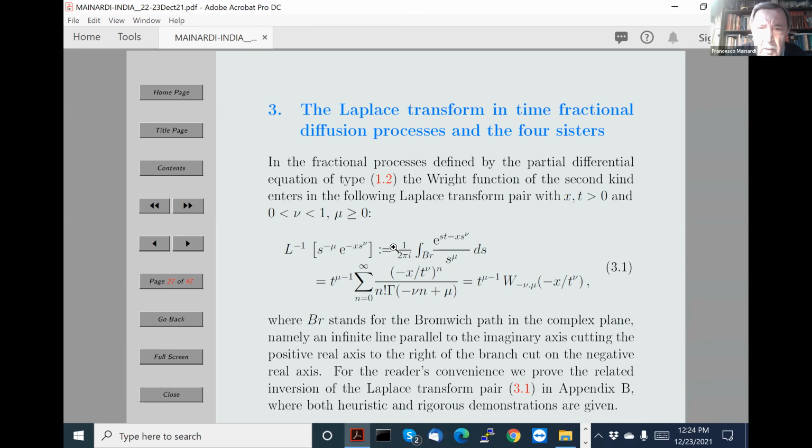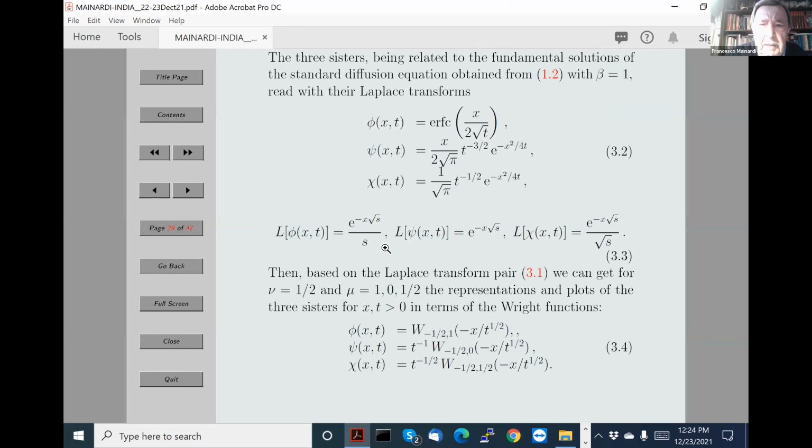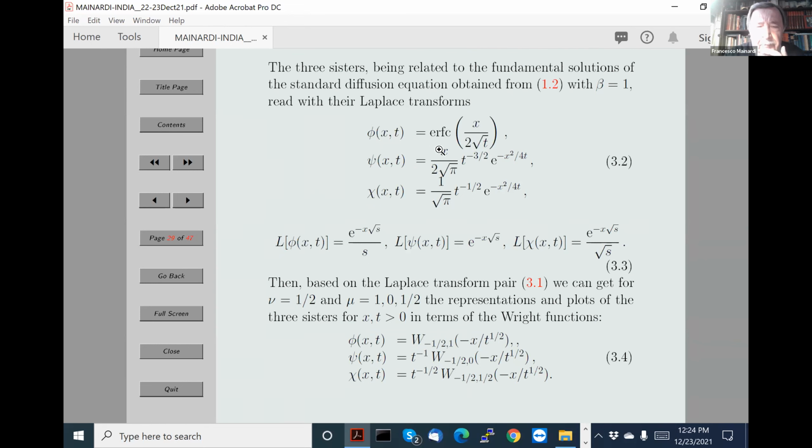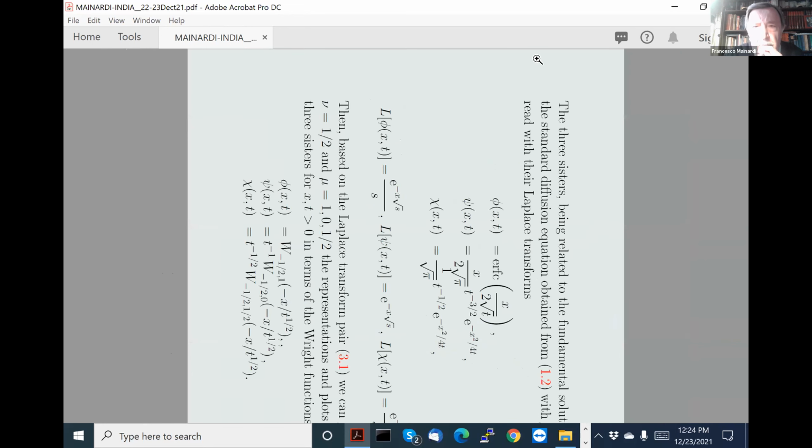Okay, now I would like to see what is in the literature. In the literature, when nu equals 1/2, we have, for example, the book by Doetsch, which is the Bible of the Laplace transform. You see three functions, which I call to my students the three sisters, because knowing one, you can get the other ones. And these functions are simple cases.